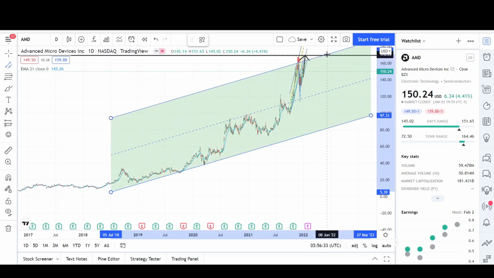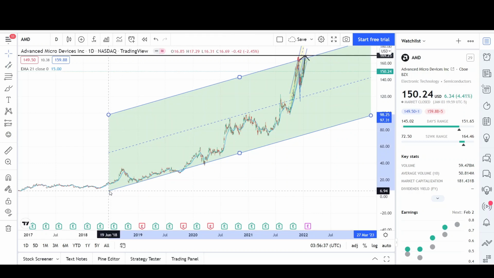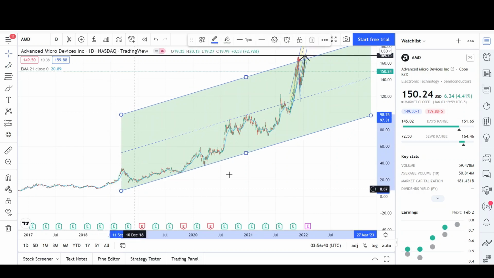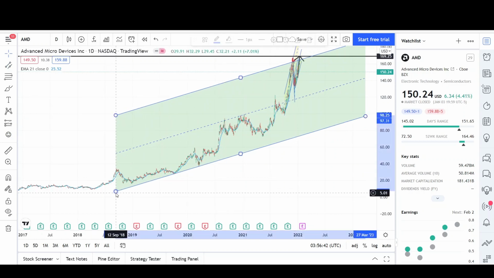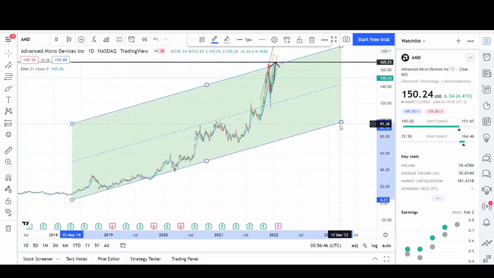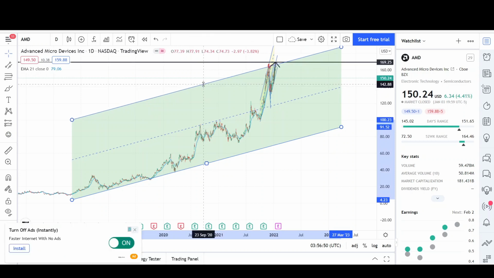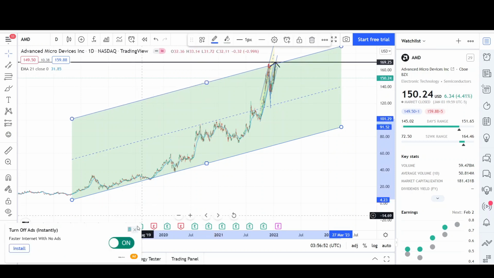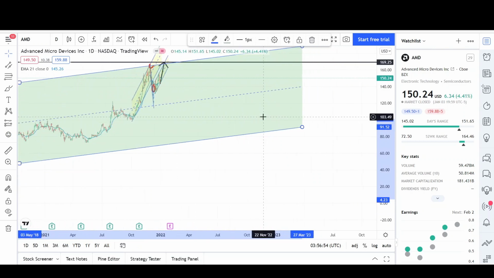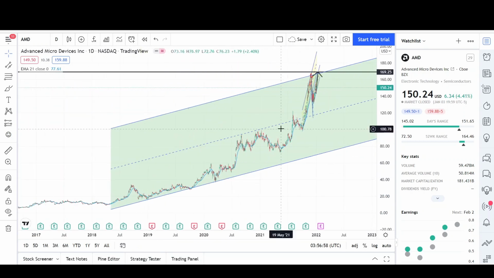Let me drag it all the way up to the highs. Let me just fix this a little bit better. Let me drag this up a little bit more. Let me go back to the price. So it looks like this is the major uptrend pattern for AMD.